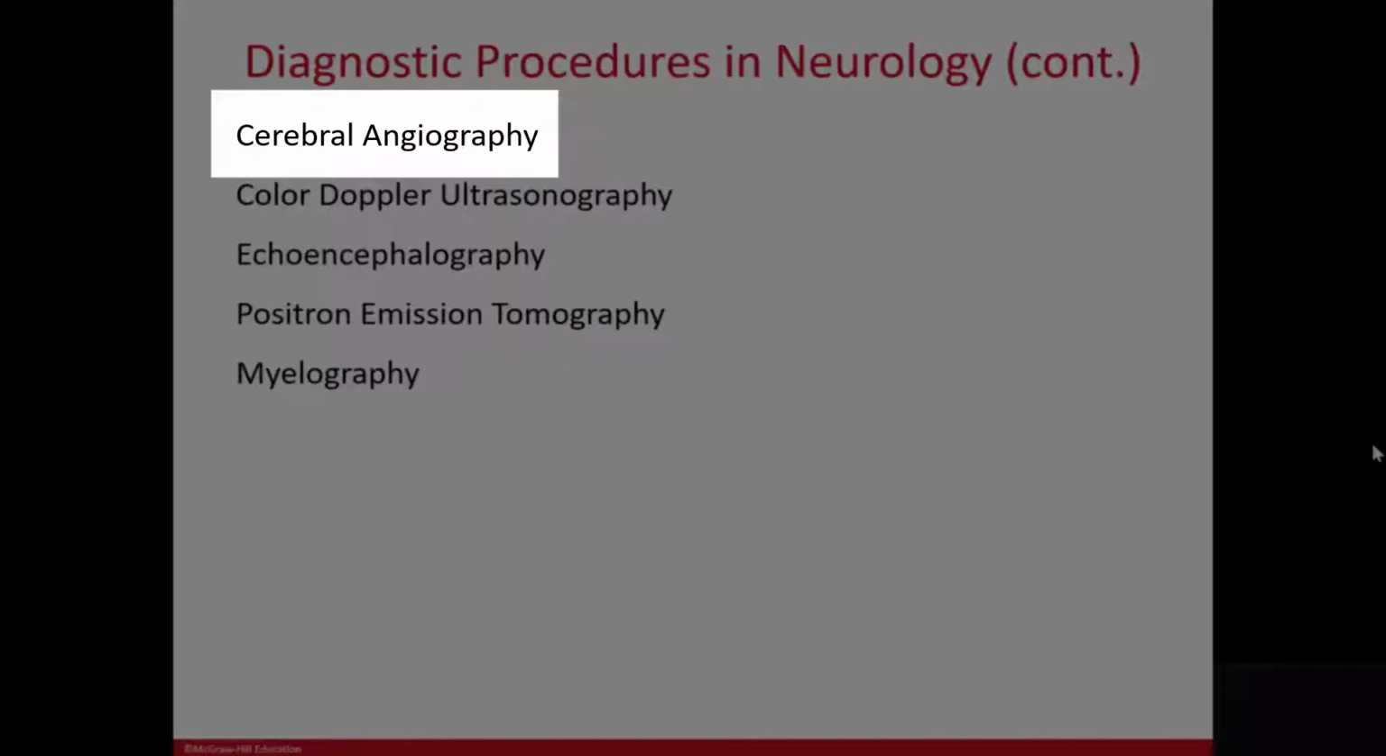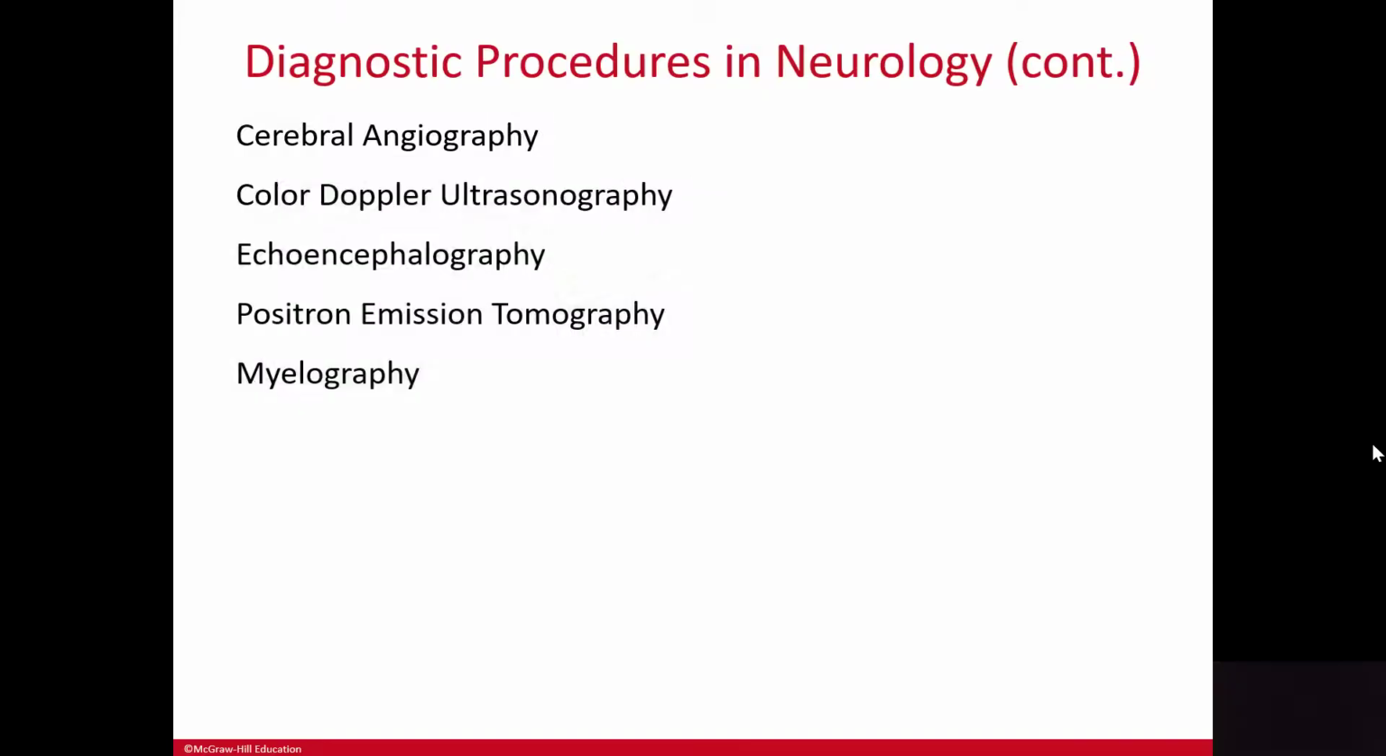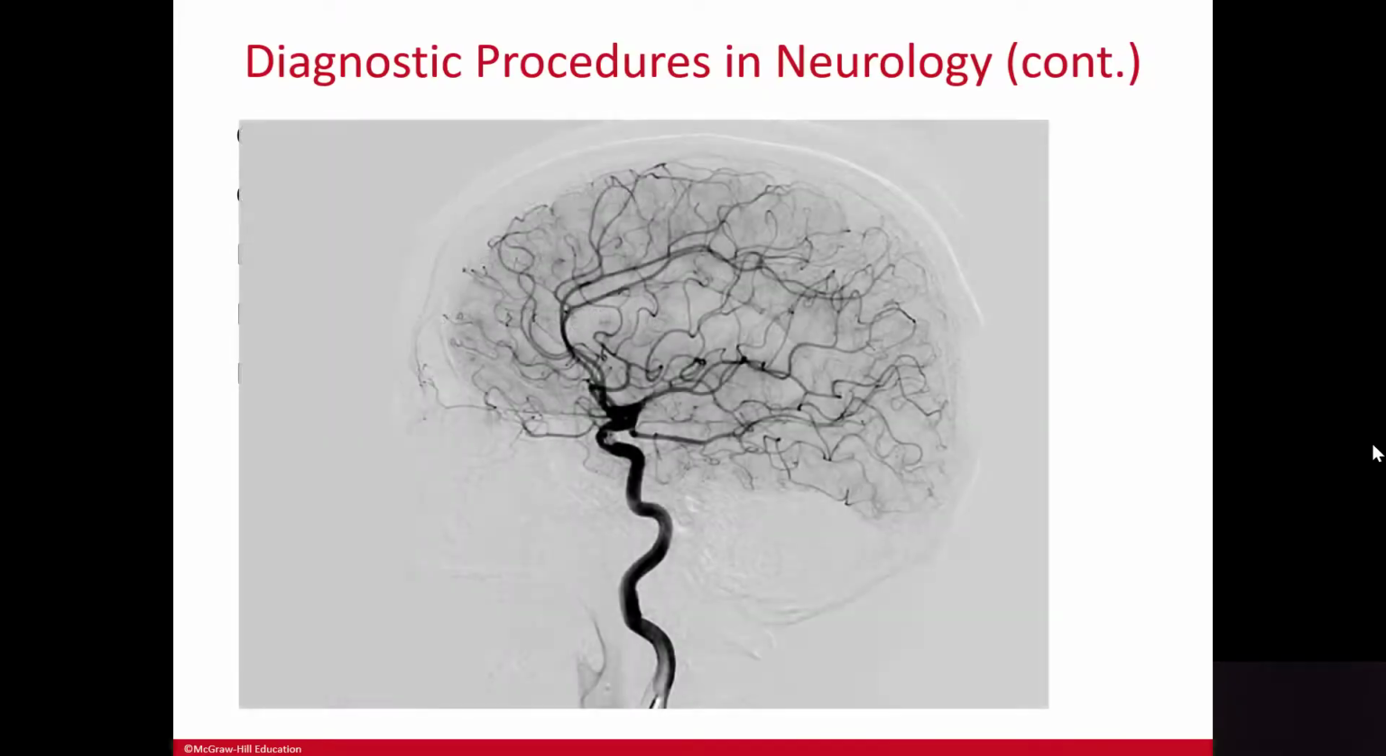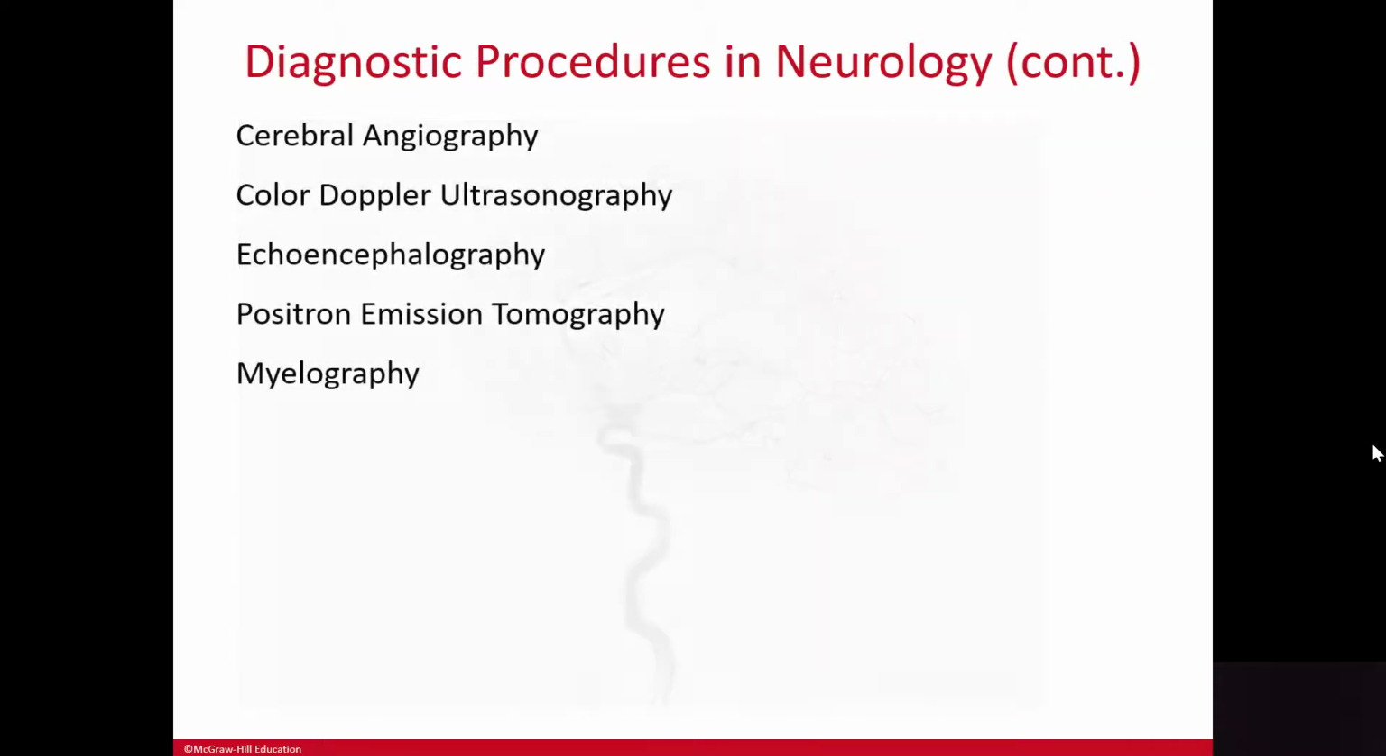Cerebral angiography and cerebral arteriography use dye to produce images of blood vessels that are blocked or have aneurysms or malformations. These are really helpful to detect blood vessels that are partially or completely blocked, or aneurysms or AVMs. Remember, those were arteriovenous malformations. They are particularly helpful in determining the site of bleeding in hemorrhagic strokes.